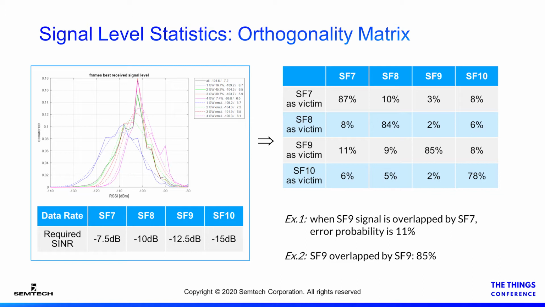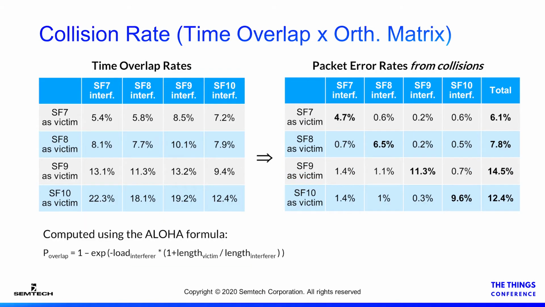But we're not there yet with the packet error rate. Again, this matrix expresses that when there is a time overlap, there is not always an error. So the next step is to compute the time overlap rates. We're going to multiply box per box the time overlap rate with the orthogonality matrix we had before, which is going to give us the packet error rate from the collisions.